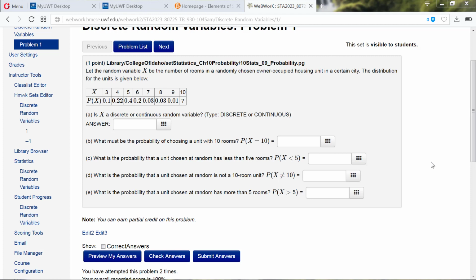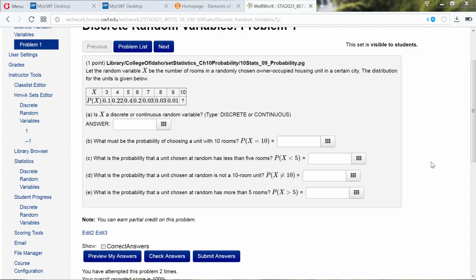This is problem 1 of your homework assignment, and it says, let the random variable x be the number of rooms in a randomly chosen owner-occupied housing unit in a certain city. The distribution for the units is given below. When you look, you will see that you have a distribution table. You have the value of x, the different values that x can assume.